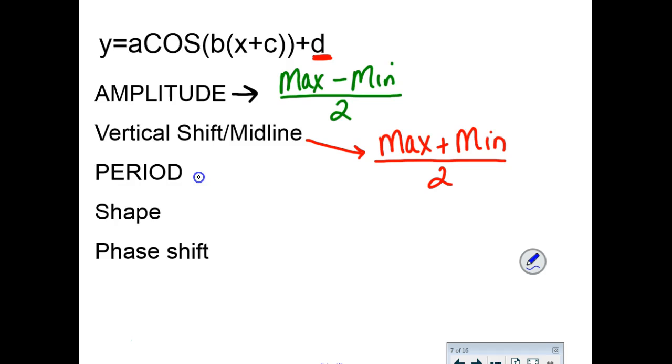So, period. We know that formula-wise for graphing it's 2 pi divided by b, but I think we have to start thinking about what period actually represents. It's the length of time for one cycle. So you're going to have to figure out through inspecting the graph, how long does it take for it to go through one complete cycle?